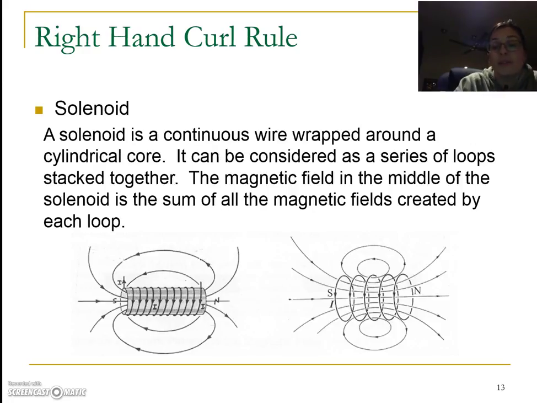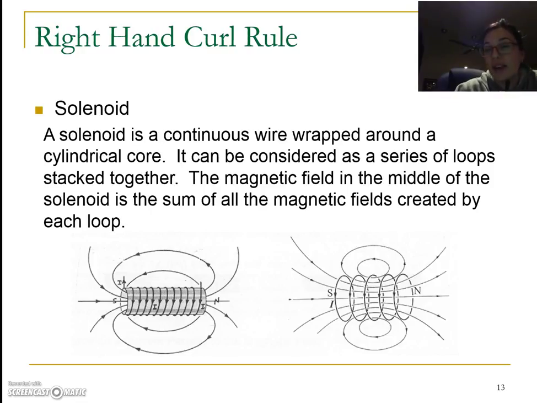A solenoid. A solenoid is a piece of metal wrapped around a cylinder, and basically it's a cylindrical core, usually with copper wire. There's a heap of them in our lab. It can be considered a series of loops all stuck together, and basically the magnetic field in the middle of the solenoid is the sum of all the magnetic fields created by each loop, so they add together.